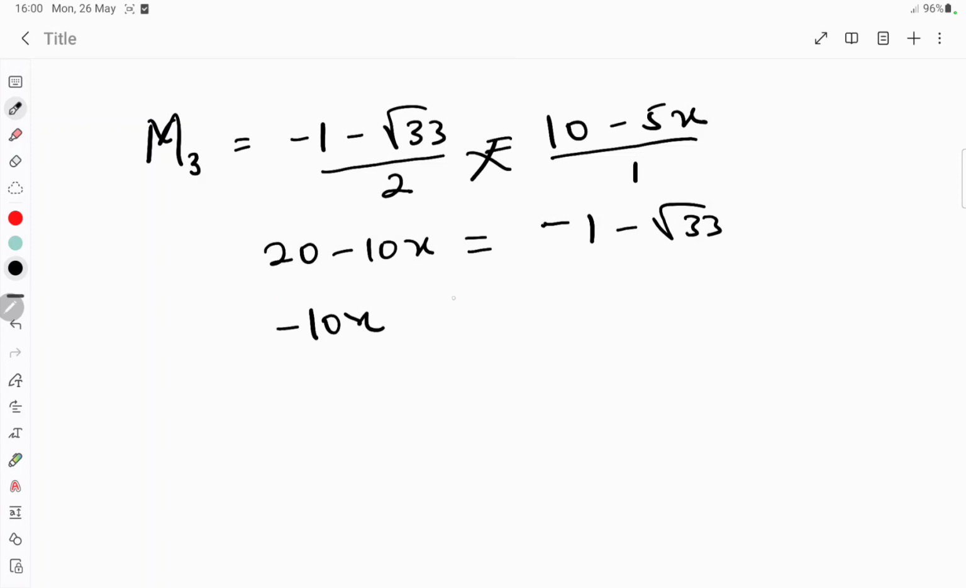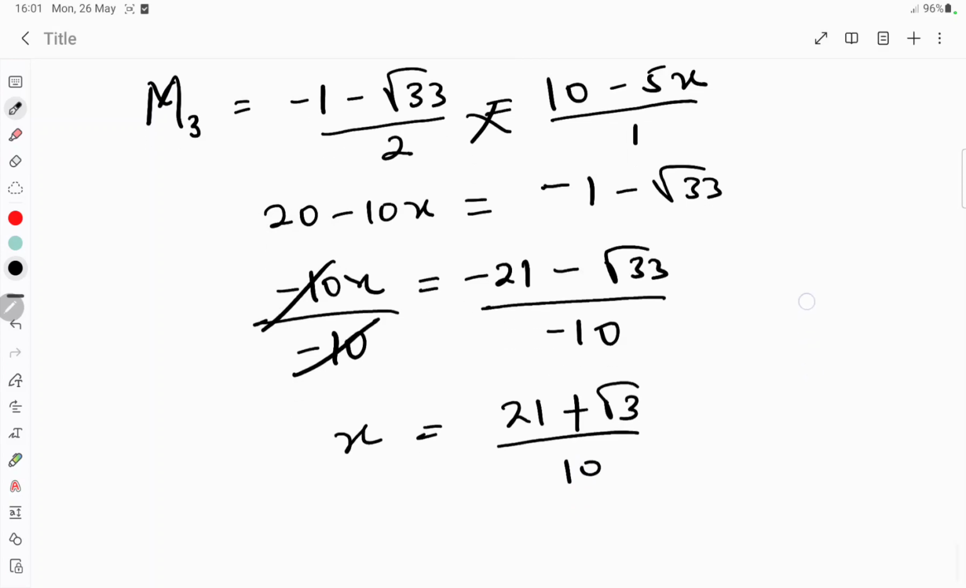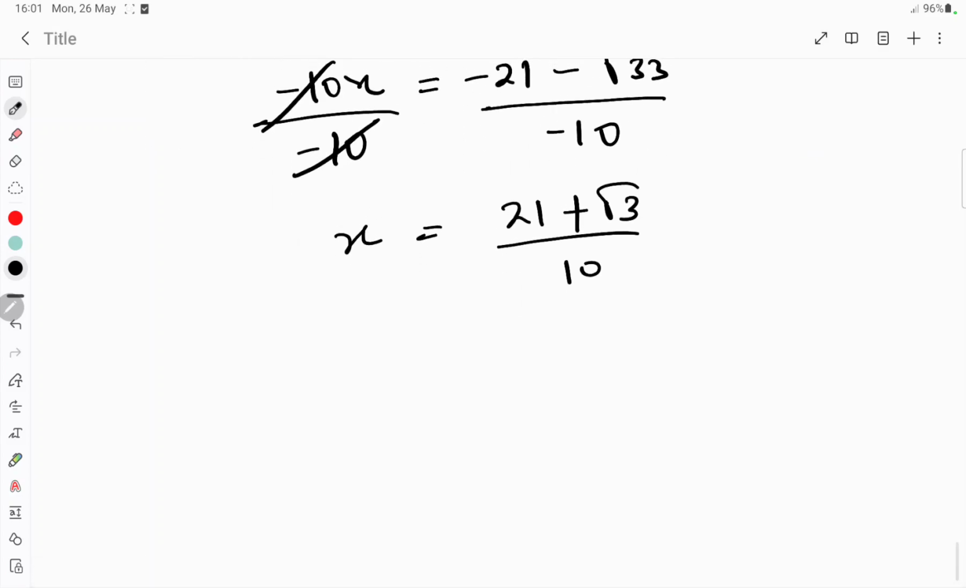We are subtracting 20 from both sides. It will now be equal to minus 21 minus root 33. Divide through by minus 10 on both sides. If you do so, you see that x is equal to, everything changed to positive, 21 plus root 33 over 10. And these are the possible values for what?